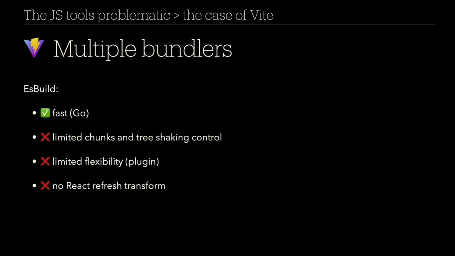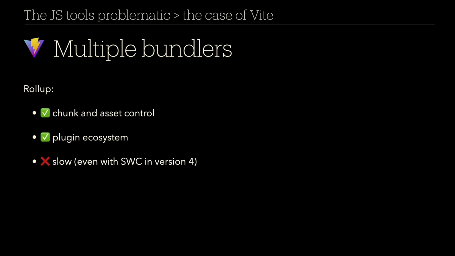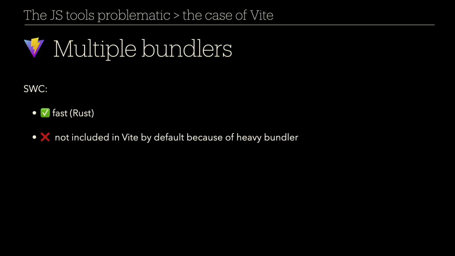We answered already. ESBuild is super fast because it's built on Go, but has limited chunked tree shaking control and limited flexibility, especially in terms of plugins. We will talk about plugins later, and also the question of React Refresh. Rollup has chunk and asset control and an excellent plugin ecosystem, but it's too slow for development. And SWC is also fast, but it was not included in Vite by default because of a heavy bundle. So that's a choice which has been made.